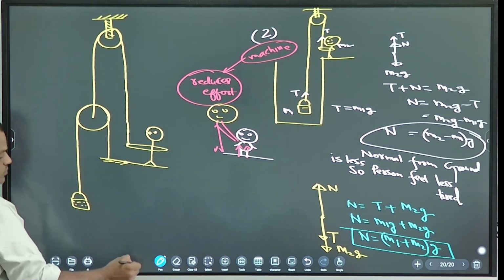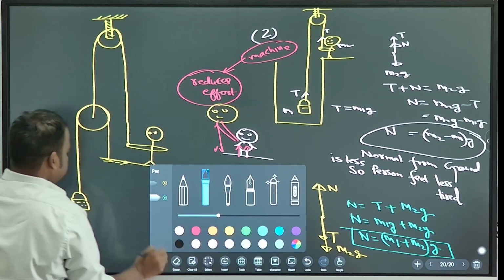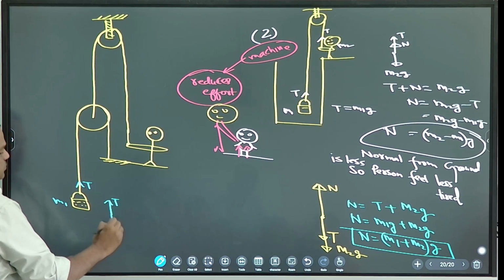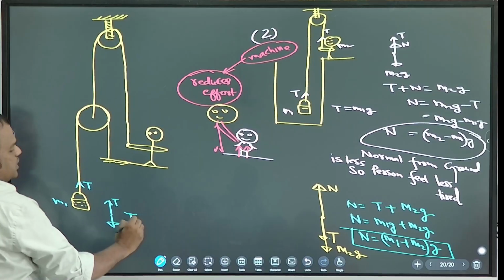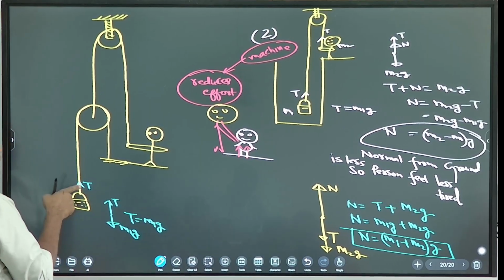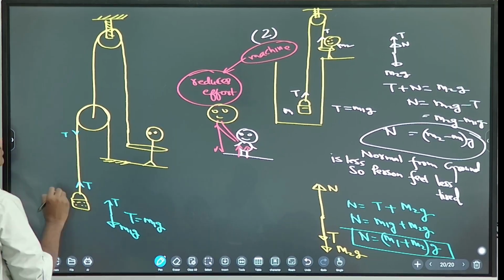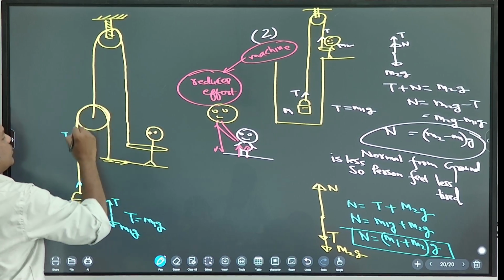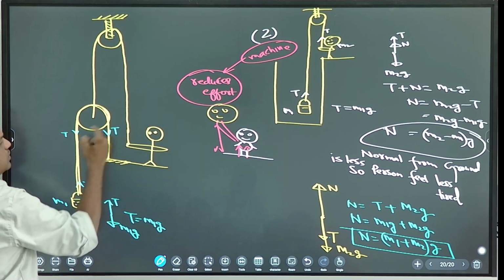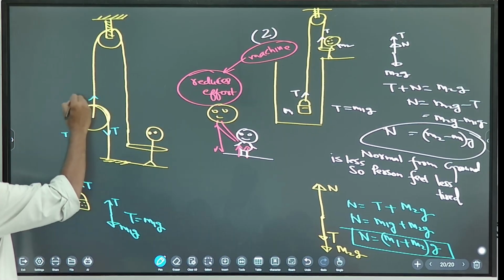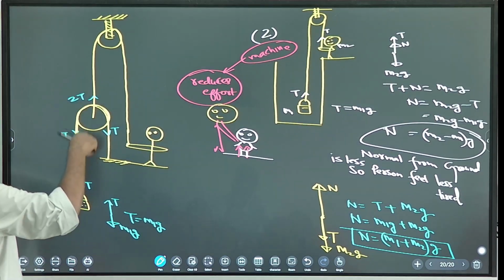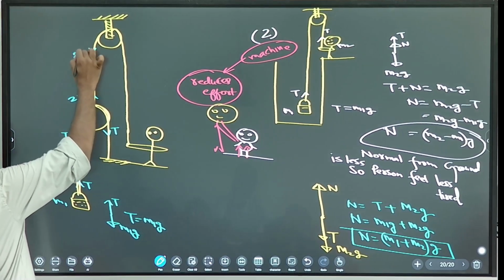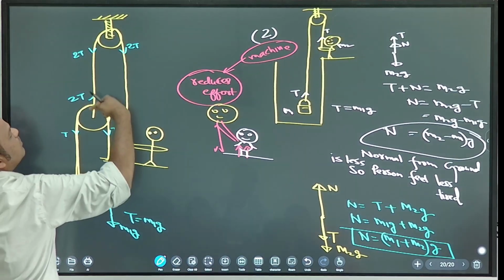Okay, now you see. What is the tension here? T. So mass is m1, so T is equal to m1g. So here T, here also T, same string. This string is the same, okay? So here what is the tension? T. Then here what is the tension? 2T. Very good. Downward is equal to upward because this is massless. Now here also 2T, same string.